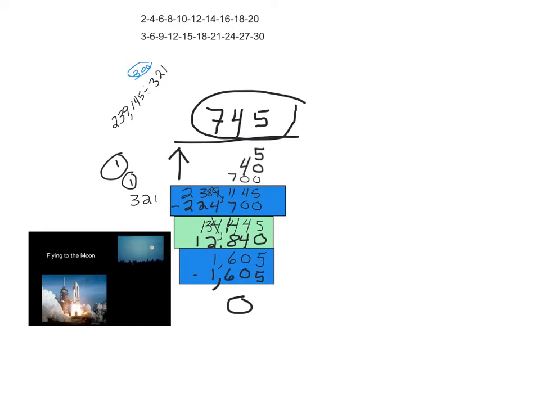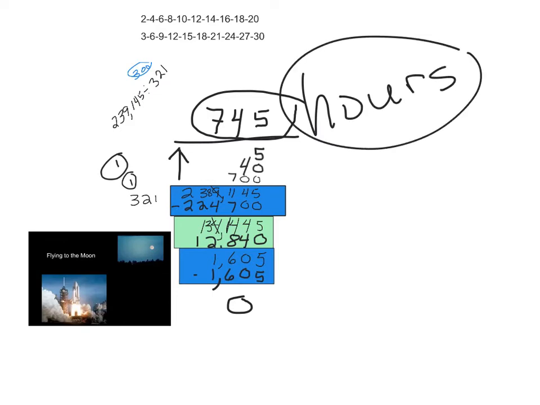But let's look again at the scenario and see what that actually means, right? So remember we were talking that from Earth, from right here where you take off, all the way to the moon is 239,145 miles, right? And you are traveling at 321 miles per hour. So you need to figure out how many hours it's going to take you to get there. And oh my goodness, it's going to take you 745, and that is hours. Wow. That's a long amount of time to be sitting right here in that rocket ship.